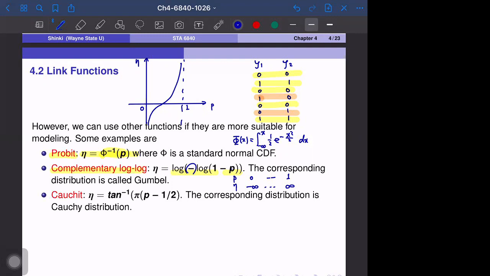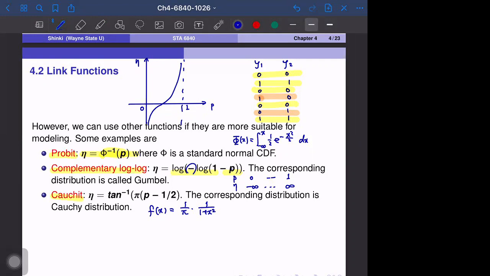So this is actually the asymmetric distribution. And the corresponding distribution is called the Gumbel distribution. And the other one is the Cauchit distribution. This is basically the inverse of the Cauchy distribution. So the PDF is 1 over pi times 1 over 1 plus x squared. Yeah, so this is a very heavy-tailed distribution.